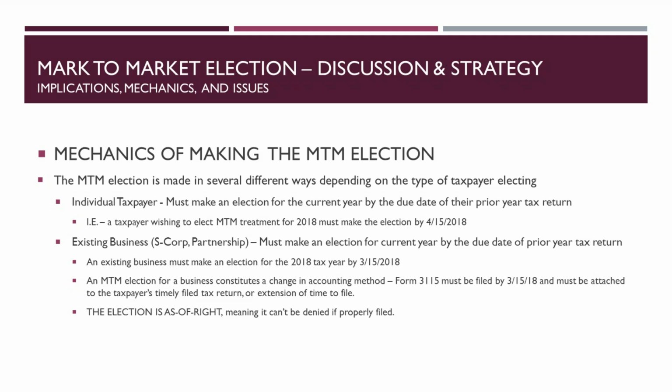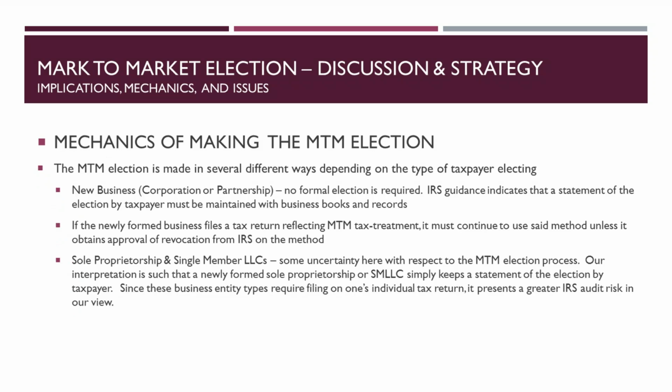But because it's so permanent in nature, once it's accepted by IRS, you have to get approval from IRS not to use it. So again, you just need to be triple sure that you want to do it. The good thing about the election is it's as of right, which means that if you filed it correctly, it cannot be denied.